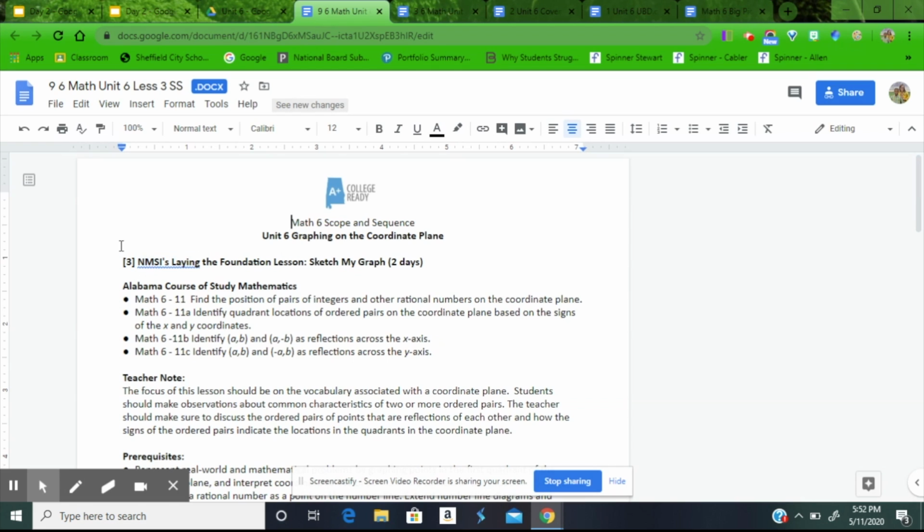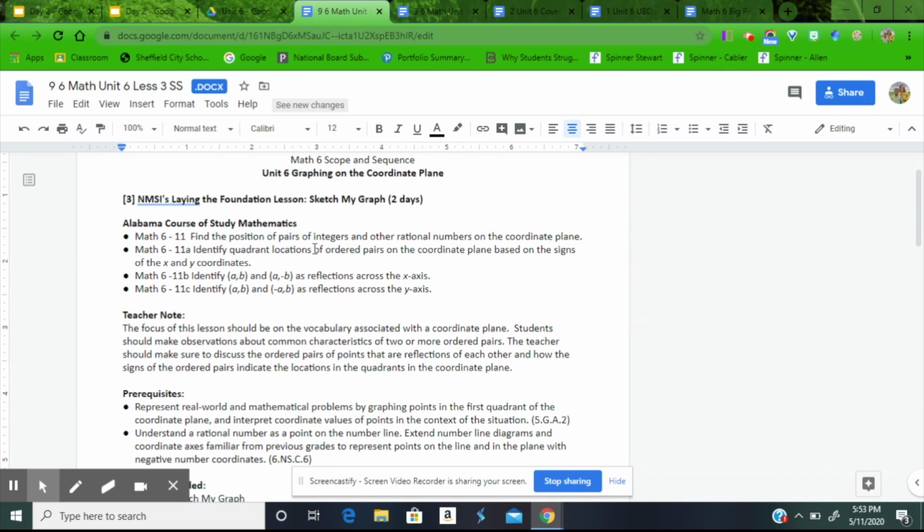Now let's look specifically at Lesson 3, Scope and Sequence. You can see here, this 3 in parentheses tells us that that's Lesson 3. This is a NIMSY lesson, Sketch My Graph, and it's 2 days of instructional time. There again, you see your courses of study and your teacher note. Now remember, the difference between the teacher note and the unit note is the teacher note is specific for this lesson. The unit note is specific for the entire unit.